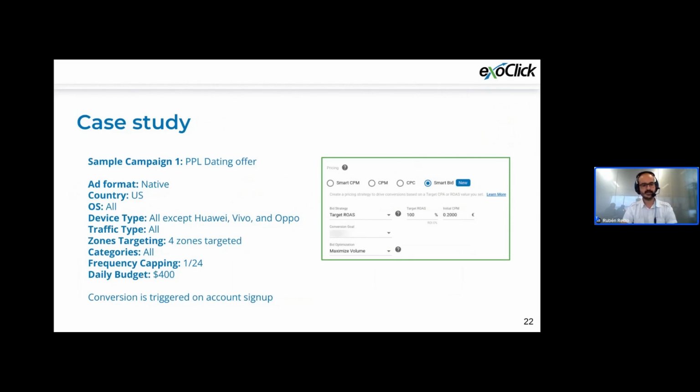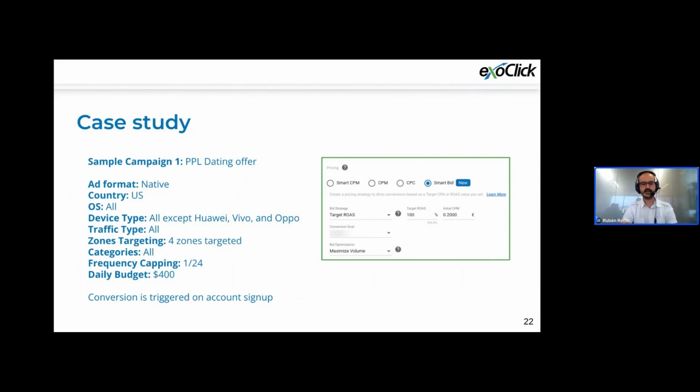So these two campaigns were carried out by the same advertiser. They were focusing on separate zones, but they were promoting the same product, and they were using the same ad format and country, so native US. As you can see on the screen right now, it followed a target ROAS strategy with a break-even target ROAS, an initial CPM of 0.2, and just like any starting campaign, it followed a maximized volume optimization.